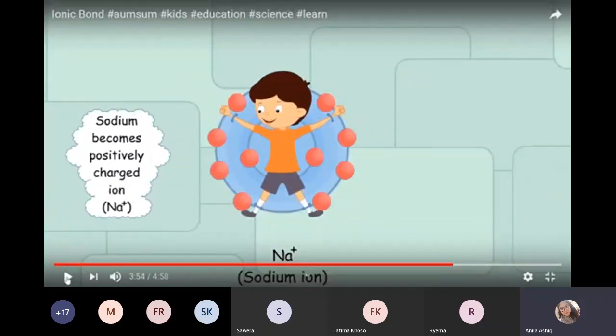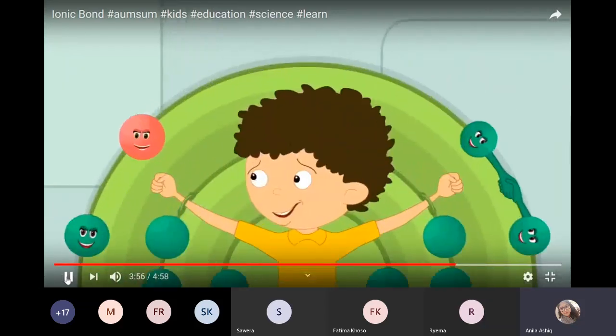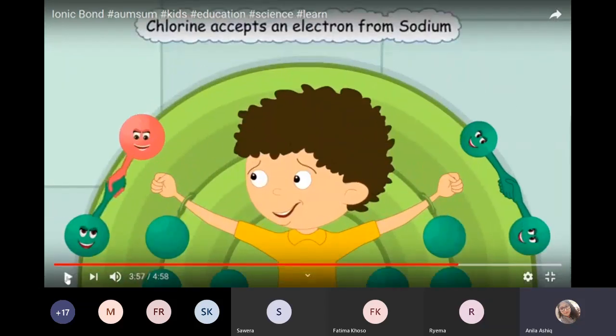So initially sodium was an atom, and now it becomes an ion, a positive ion after donating that one electron. So these creepy smiles tell us that chlorine has accepted an electron from sodium, and again sodium is no more an atom, it becomes an ion.